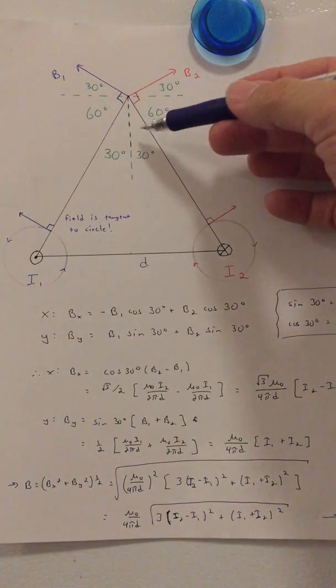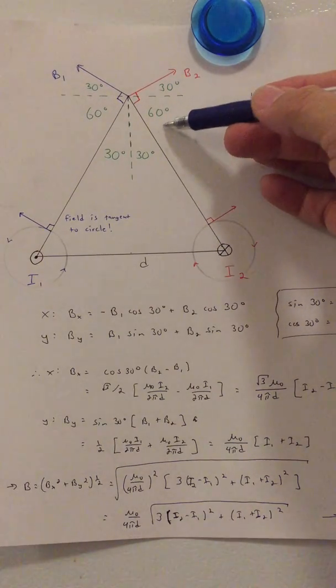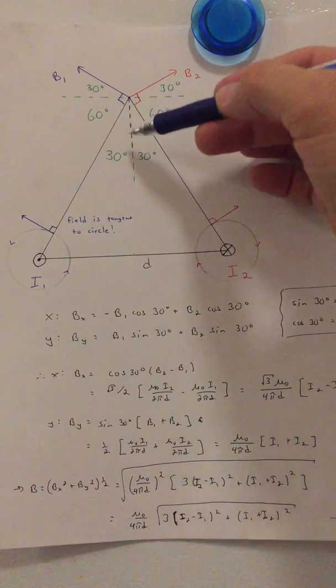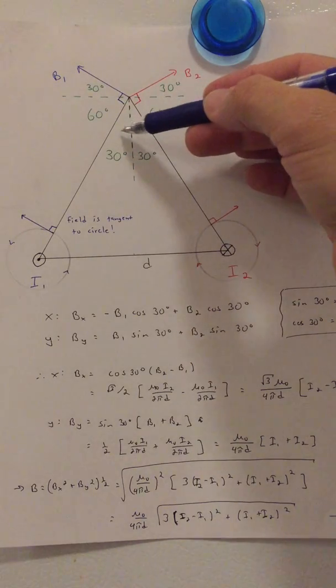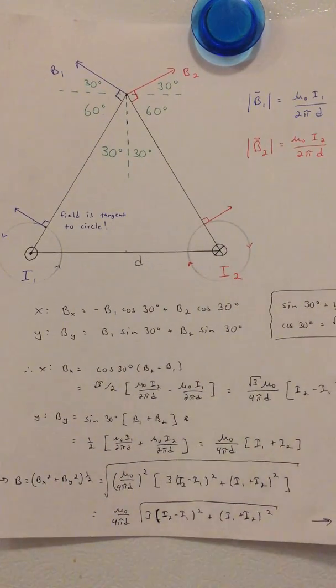Therefore, if this portion of that angle is 30 degrees, this portion has to be 60 degrees. Same thing over here. If this portion is 30 degrees, this portion has to be 60 degrees. They have to add together to give me 90 degrees. I can do the same logic here.